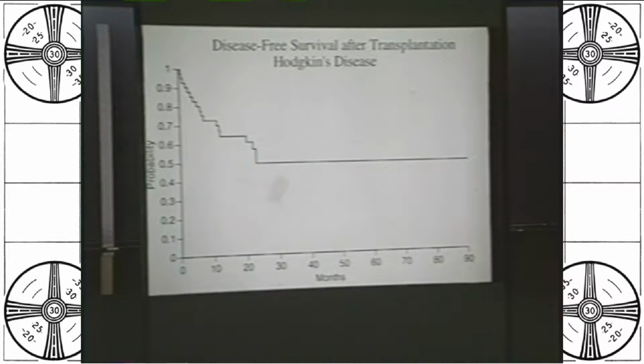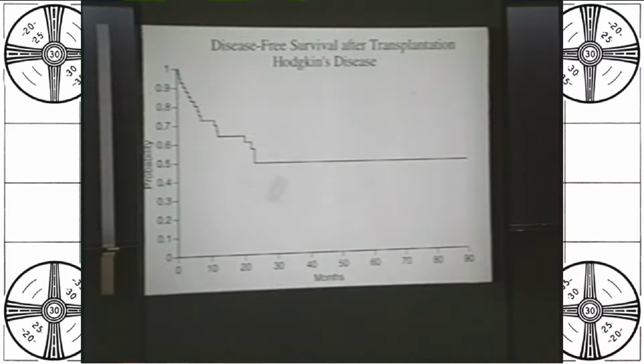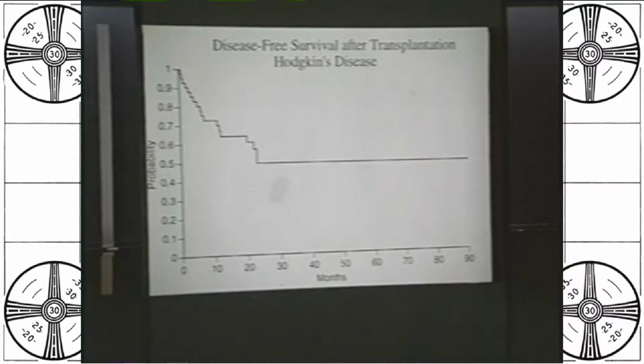And this is from our own institution. One of our fellows looked back at all the bone marrow transplants that we have done for the last 7 years for Hodgkin's disease, and he found that we cure about 50% of those patients. And these are patients that have failed sometimes 2, 3, 4 regimens of chemotherapy and radiation therapy. So it's a very treatable disease.